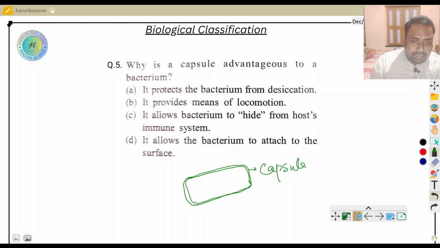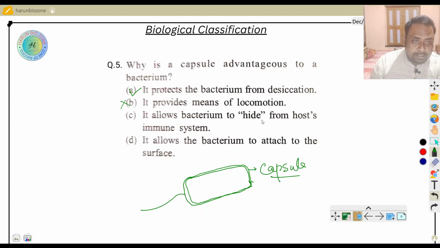একটা হোস্ট সেলকে অ্যাটাক করে, তখন হোস্ট সেলের যে ম্যাক্রোফেজ ফ্যাগোসাইটিক কোষগুলো রয়েছে সেগুলো থেকে ব্যাকটেরিয়াকে প্রোটেক্ট করে। নাম্বার 3, sometimes capsules produce disease, sometimes capsule causes disease to the host organism. So here the right answer is it protects the bacteria from desiccation. ব্যাকটেরিয়া শুকিয়ে না যায় সেখানে রক্ষা করে কে? ক্যাপসুল. It provides means of locomotion? No, locomotion is provided by flagella.